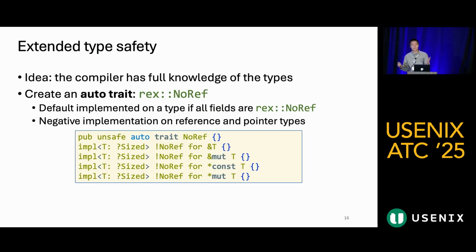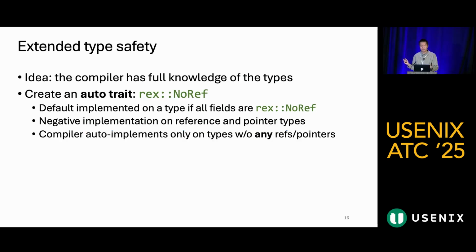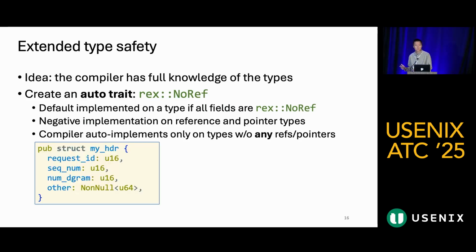And in Rust, auto traits can also be explicitly disabled on certain types via the negative implementation. And here we add the negative implementation on the reference and pointer types. So after all of this work, we effectively only implement the trait on the types that do not transitively contain pointers or references. So let's take a look again at an example.